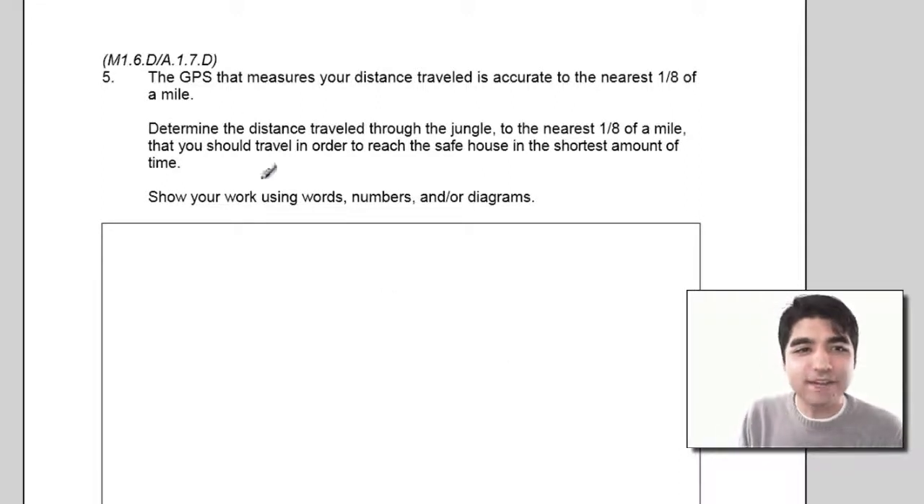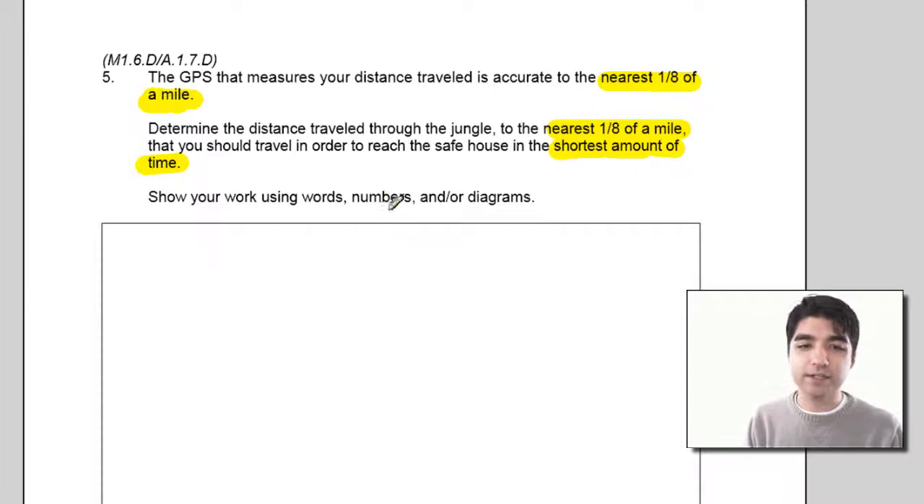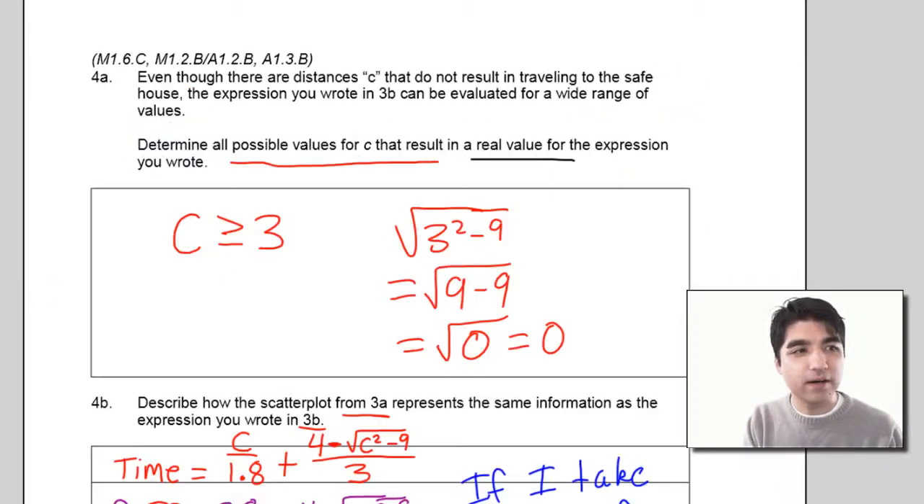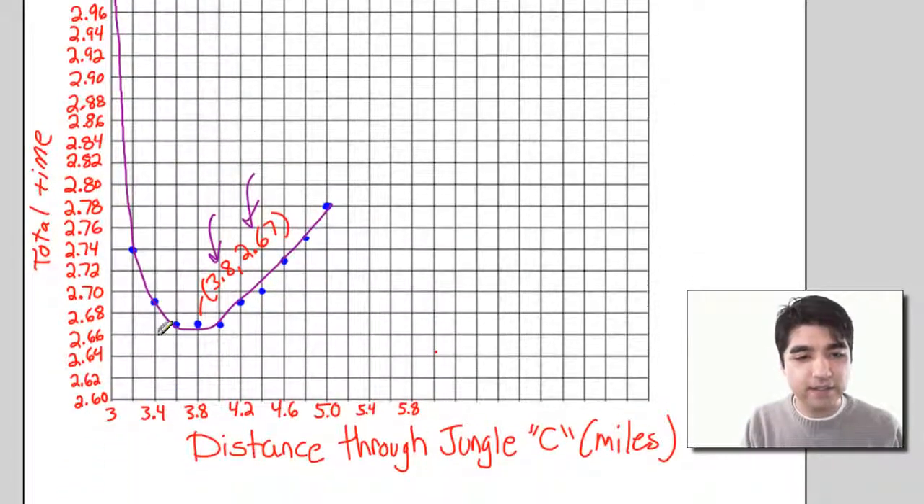Hey, we're on number 5, and it says the GPS that measures your distance traveled is accurate to the nearest 1/8 of a mile. Determine the distance traveled through the jungle to the nearest 1/8 of a mile that you should travel in order to reach a safe house in the shortest amount of time. Show your work, numbers, diagrams. Okay, so if we look back on page... let's look at a graph.